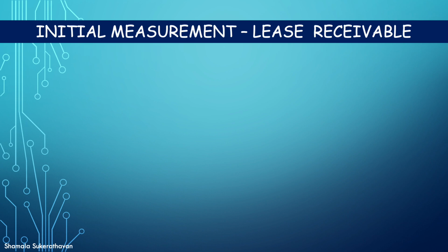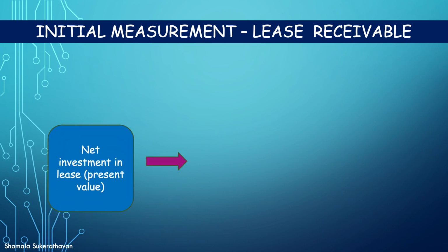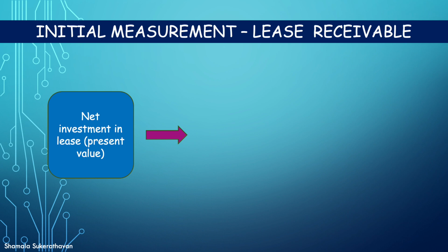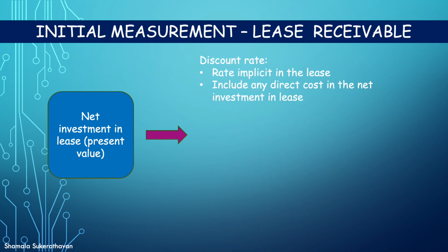8. The lessee has the ability to continue the lease for a secondary period for substantially lower than market rent. At inception of a lease, the lessor shall recognize assets held under a finance lease in the statement of financial position and present them as a receivable at an amount equal to the net investment in lease. The lessor shall use the interest rate implicit in the lease to measure the net investment in lease. The interest rate implicit in the lease is defined as such that any initial direct costs are included automatically in the net investment in lease.